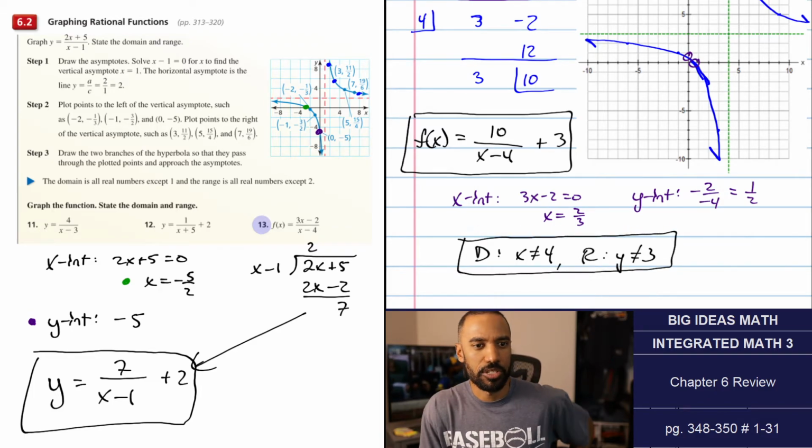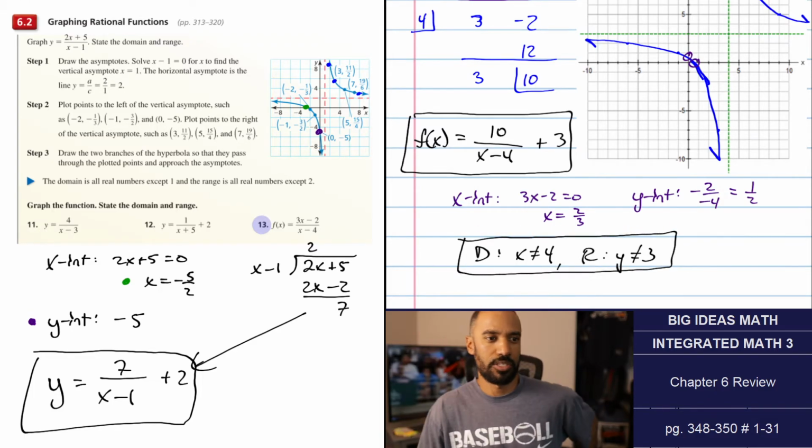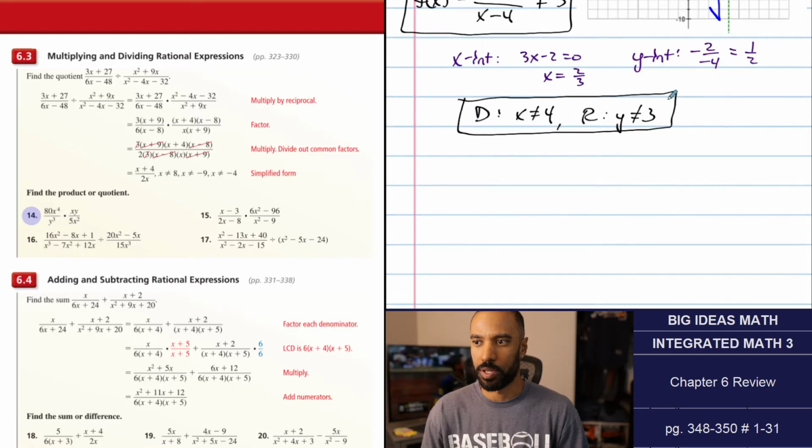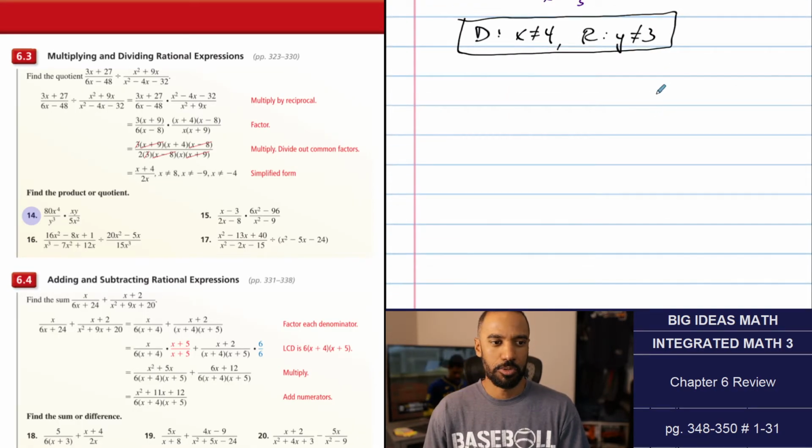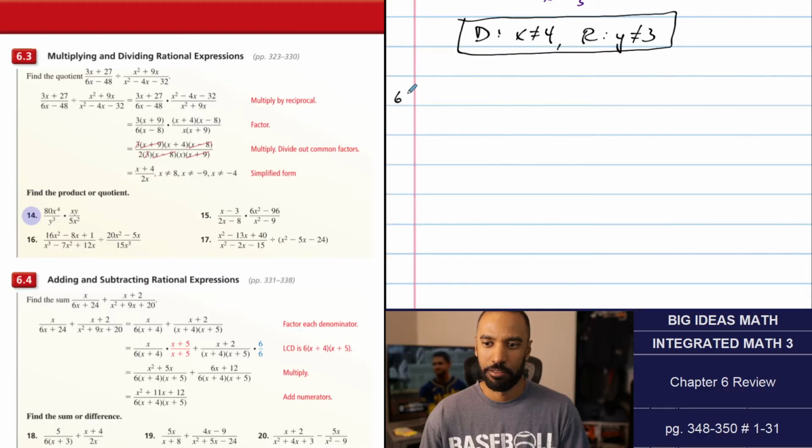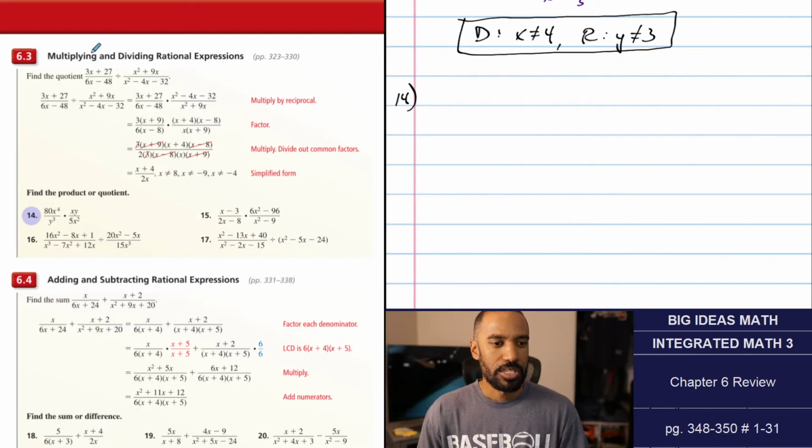Okay, the first two sections are done, and those are the ones, even though 6.2 is different from the next ones, because the next ones are algebraic, it seems more connected to rational functions that we see in the next three, which are more so interconnected. 6.3 is on multiplying and dividing rational expressions.